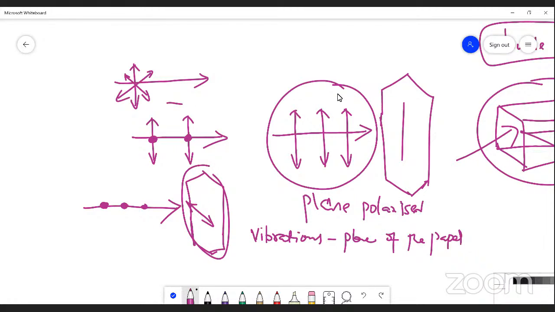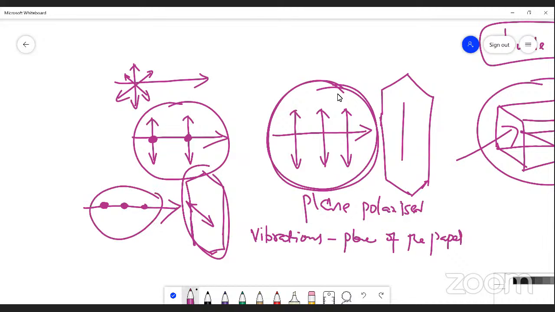This is the symbol of unpolarized light. This is plane polarized light along the direction of propagation of light, which means this vibration is parallel to the plane of the paper, and this vibration is perpendicular to the plane of the paper. This is the unpolarized light symbol.